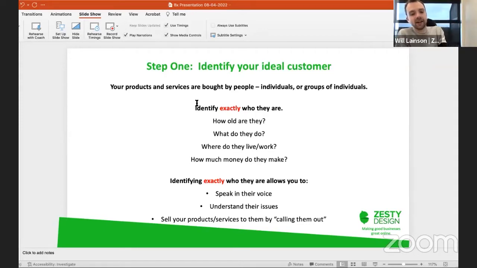Now, identifying this allows you to create content that speaks in their voice. It allows you to understand their issues and allows you to essentially call them out. A real key thing that successful businesses do in their marketing is they call out their ideal customers. They don't just have a shotgun approach and say, we work with small to medium-sized businesses, but instead they look at it and say, we work really well with people who are struggling in this, or they have this problem, and they really get to call their potential customers out.